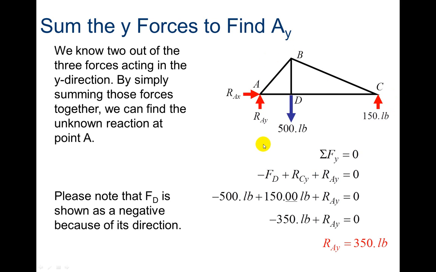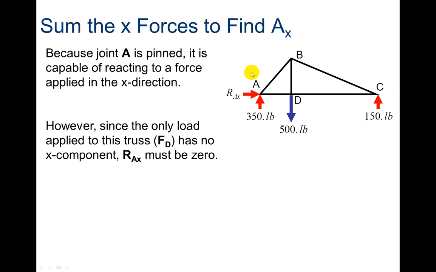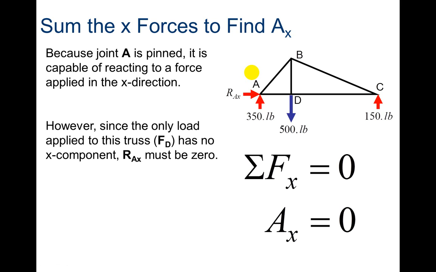Okay, so at this point I've found the reaction forces in the Y, and now I need to find the reaction force in the X. Again, the sum of all the forces in the X has to equal 0. I happen to have only one X in this case. So because of that, I know that the reaction force at point A in the X direction is 0.